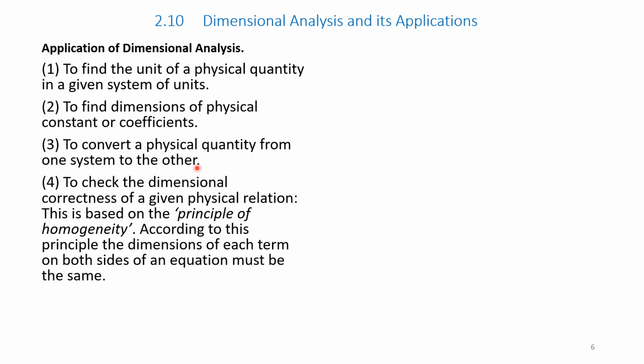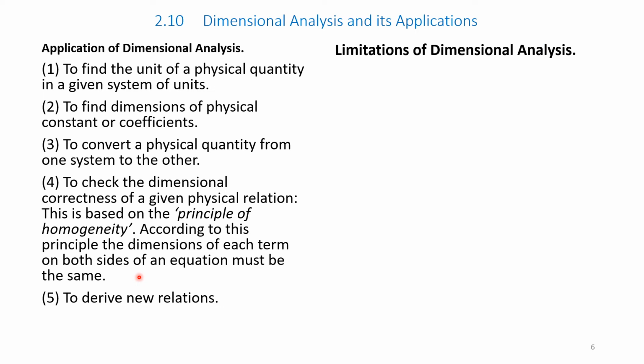This is based on the principle of homogeneity. According to this principle, the dimensions of each term on both sides of an equation must be the same. So to check the correctness, the left hand side dimensions and right hand side dimensions should be the same. To derive new relations, we use dimensional analysis.